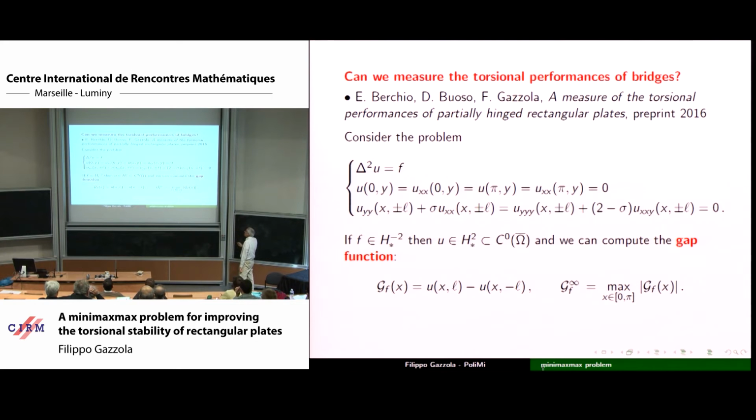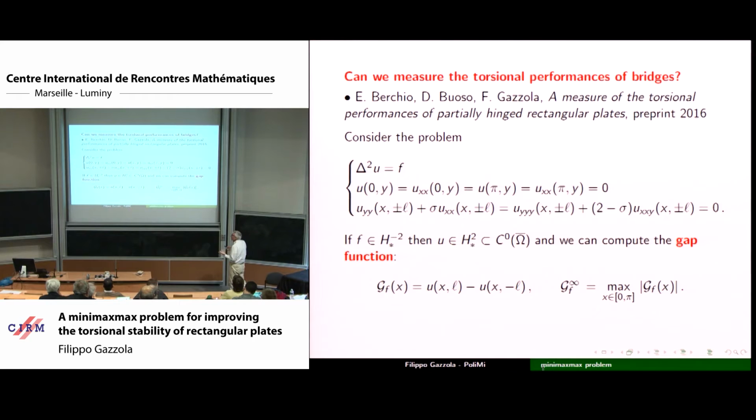And in particular, the trace is well defined and continuous, and we can compute what we call the gap function, so the gap that you have between the two free edges. You measure u of x on the top edge minus u of x on the bottom edge, and then you compute the maximum of this function. And this is perfectly defined because we are in H2 and in dimension 2.